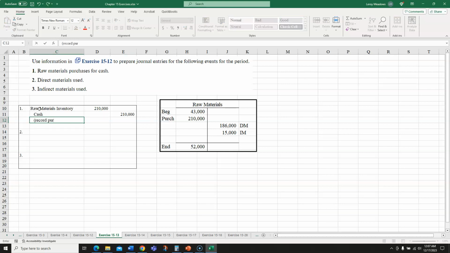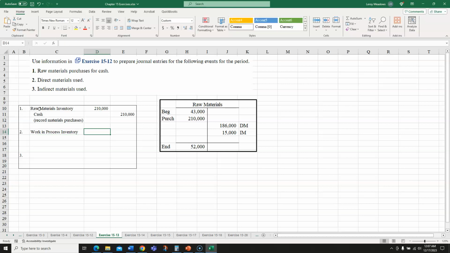Record materials purchases. The second thing we need to journalize is direct materials used. So what direct materials do we use? Well, we're given that here, direct materials used, $186,000. Remember, direct materials usage goes to work in process. So I'm going to debit work in process inventory for the amount of direct materials, $186,000.